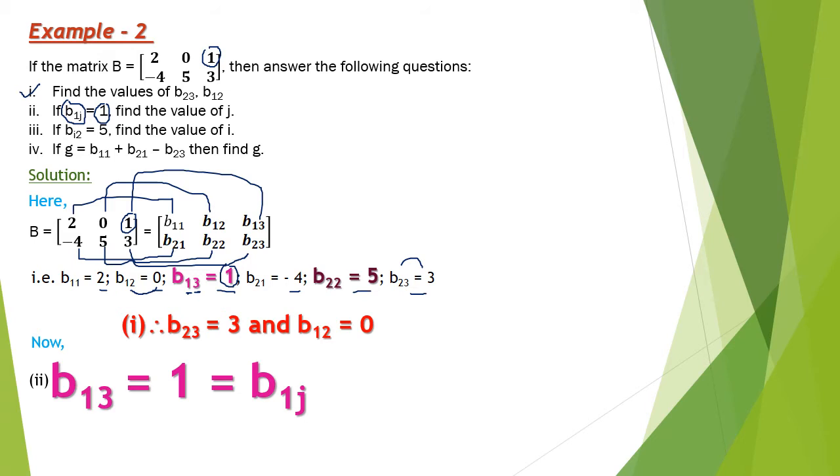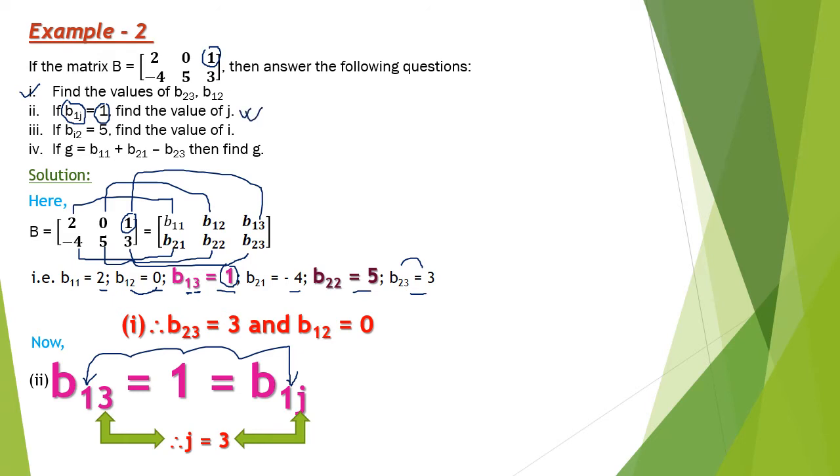So we can equate this. Now you can see 1 and 1 right here. 1 is equal to 1, which means 3 will be equal to j. J is equal to 3. Now we easily found the value of j as 3.